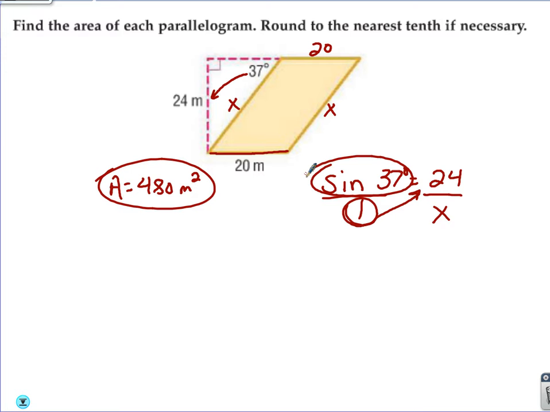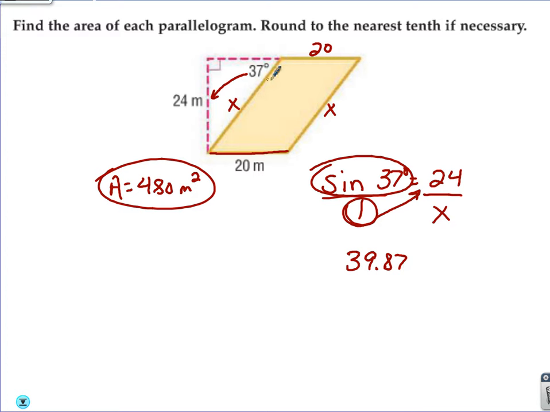So we type it in, and once you get it typed in, Dylan, tell me what you get. 39.87. Oh, 39.87. So it's 24 divided by the sine of 37. Yeah. So there's your missing side, but we're not done.